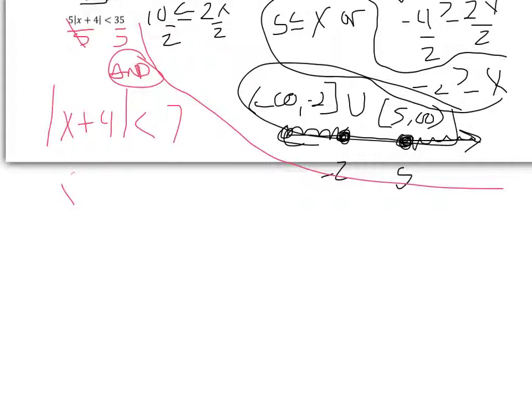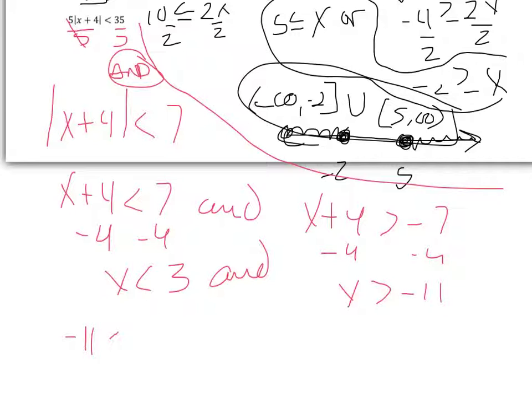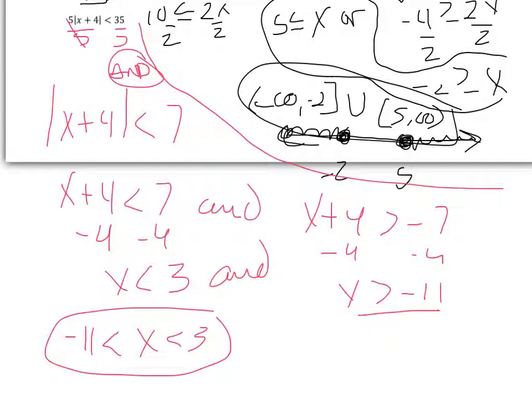So positive case, x plus 4 is less than 7, and negative case, x plus 4 is greater than negative 7. Solving this, subtract 4 from both sides, we get x is less than 3, and solving this, subtract 4 from both sides, x is greater than negative 11. So we can really kind of put this together here, and you can kind of see it. We're going to get negative 11 is less than x, that's this piece, but x is less than 3, so that's going to be kind of the set notation of that.